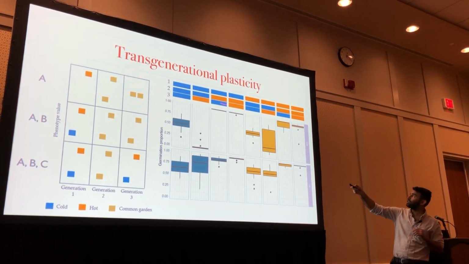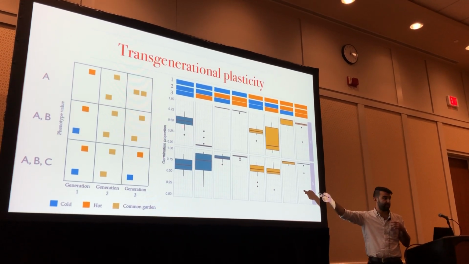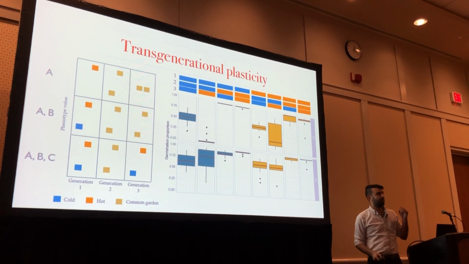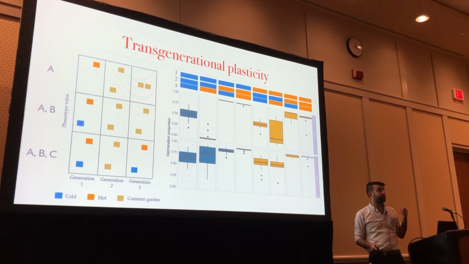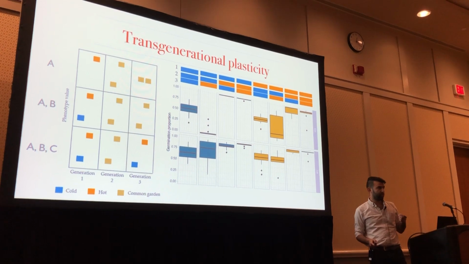And we can construct this whole thing as an ANOVA, and what we find in the case of, so this is germination propensity, germination propensity on the y-axis. And in this case, we actually found that parent environments influence germination propensity much more even than offspring signals. So this is strongly inducible transgenerational plasticity.